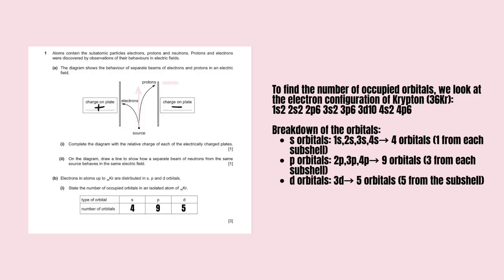P orbitals: we have 2p, 3p, and 4p. Each subshell contains 3 orbitals, so 3 times 3 is equal to 9. D orbitals: we only have the 3d subshell, which contains 5 orbitals. So we just fill in the table with 4, 9, and 5, and that's our final answer.